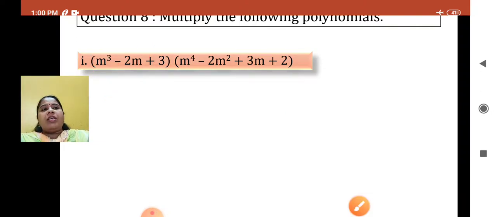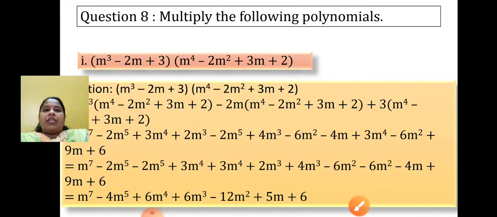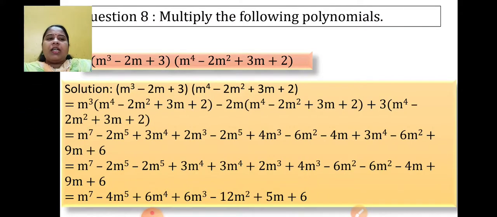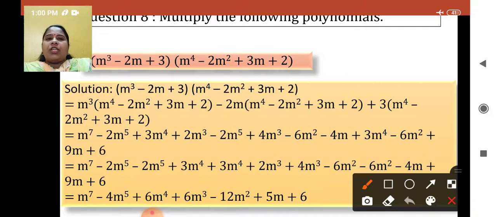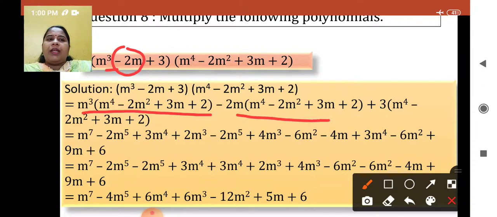Now let's see how it can be done. See, this looks very lengthy. Let us understand it, it is very easy. Let us understand it stepwise. So see, the first term is m cube and the entire bracket. Second term is minus 2m, so minus 2m and the entire bracket. Third term is plus 3, and the entire bracket. So this is the first step.